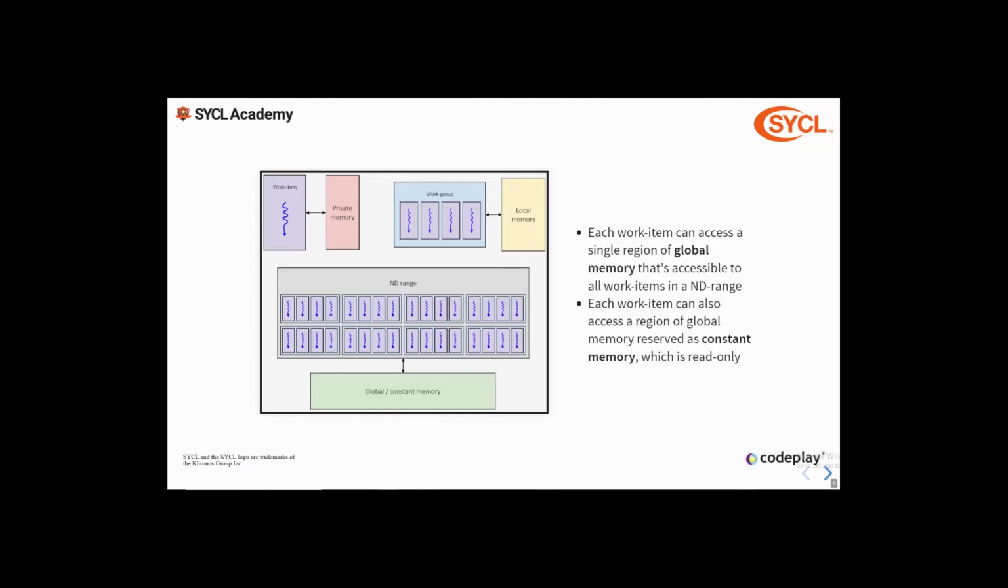Each work item can also access a region of global memory that is reserved as read-only called constant memory. Using constant memory can be an optimization for applications as it doesn't require cache since it's read-only. However, not all implementations provide a benefit from using this.